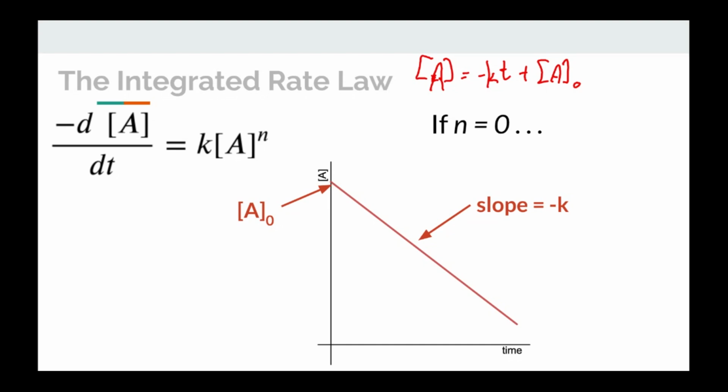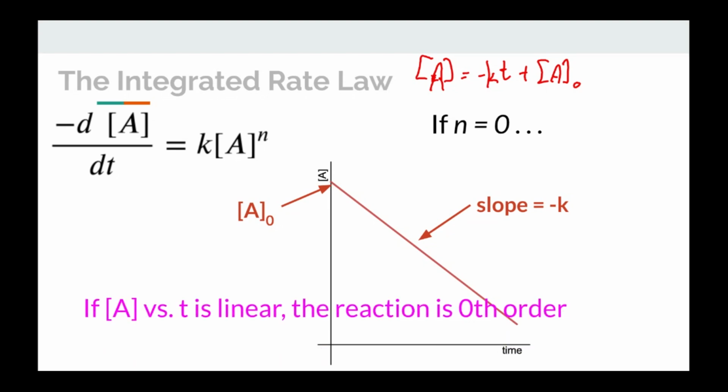Now, a useful consequence of this is that if we have a way of tracking concentration over time and we find that we get this straight line, then we know that the reaction is 0th order.